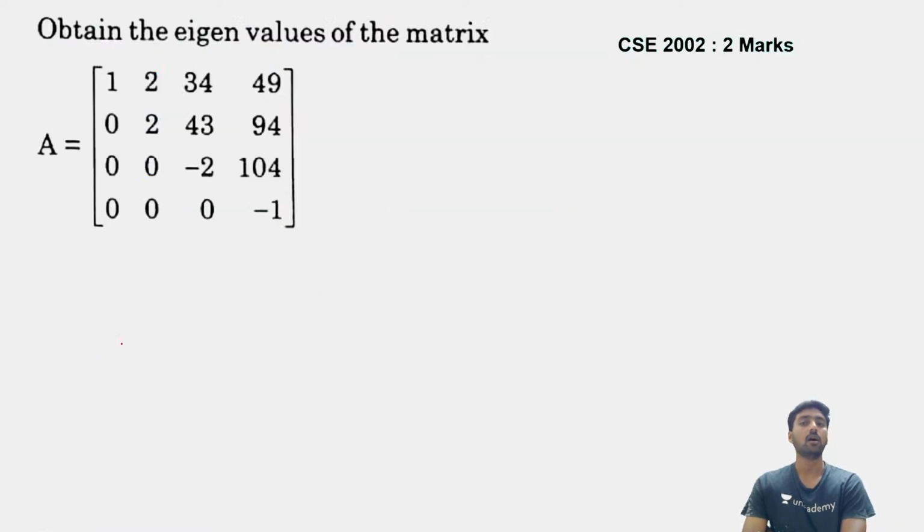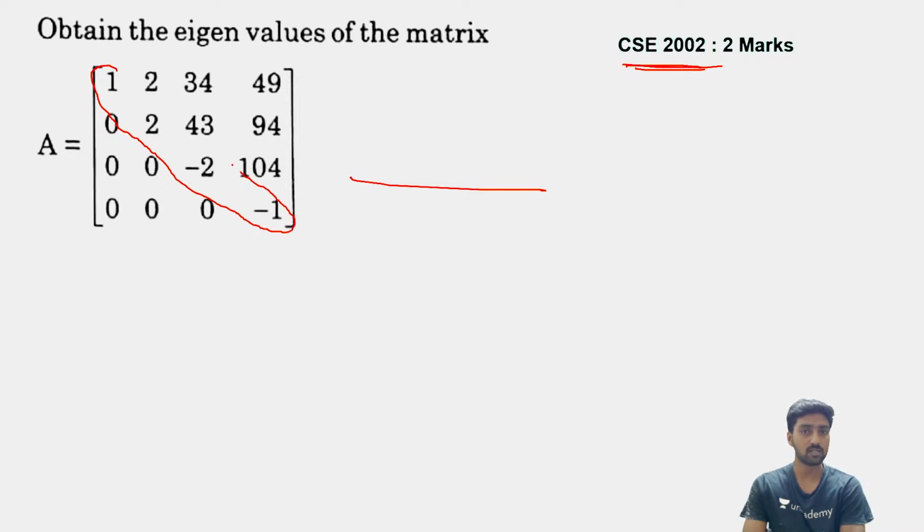Next, it's common for all departments, eigenvalues. So here we are going to practice a few computer science engineering questions also. Eigenvalues of the matrix: what are the eigenvalues here? It's a triangular matrix. So the main diagonal elements are directly the eigenvalues: 1, 2, minus 2, minus 1. So these are all the eigenvalues.